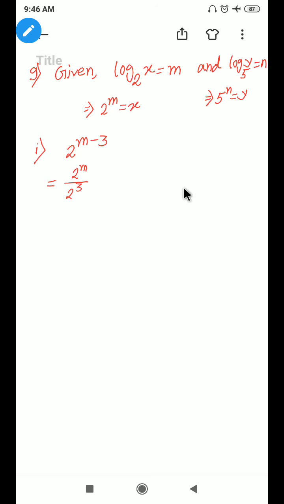Why? Because we know that a to the power m by a to the power n is equal to a to the power m minus n. So this portion is given, you have to go to that portion. Clear? Reverse process. So 2 to the power m means x, and 2 to the power 3 means 2 multiplied 3 times, that means 2 into 2 into 2, that will be 8. So this way you can solve question number 9 problems.